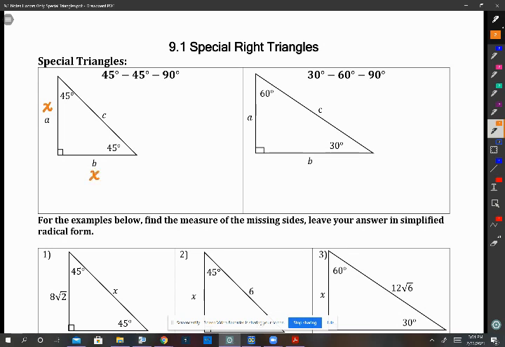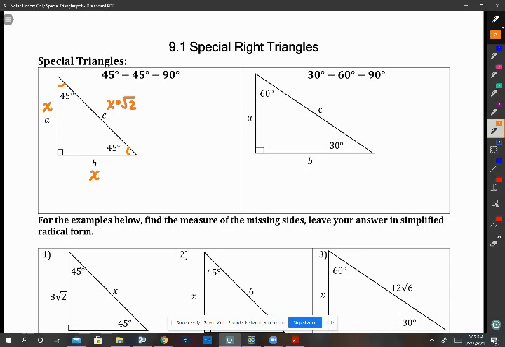And the C value is that same length multiplied by root 2 every single time. So no matter what. And the reason why is because if you think about the X and the A value and the B value, if the base angles, which are these ones, are both 45, then you have an isosceles triangle. So the sides have to be the same length. And again, this is X times root 2. It always works that way.